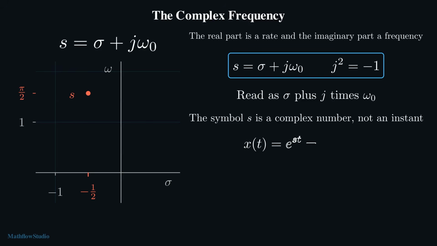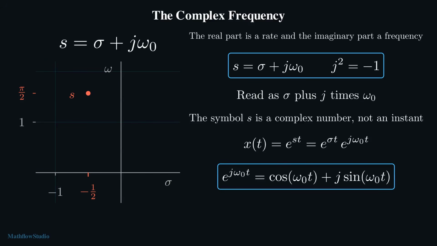Raising the number e to the complex frequency s times the time separates into 2 factors. The second factor is a cosine plus j times a sine, which is the Euler formula. The drawn point has a rate of -1/2 and a radian frequency of pi/2.